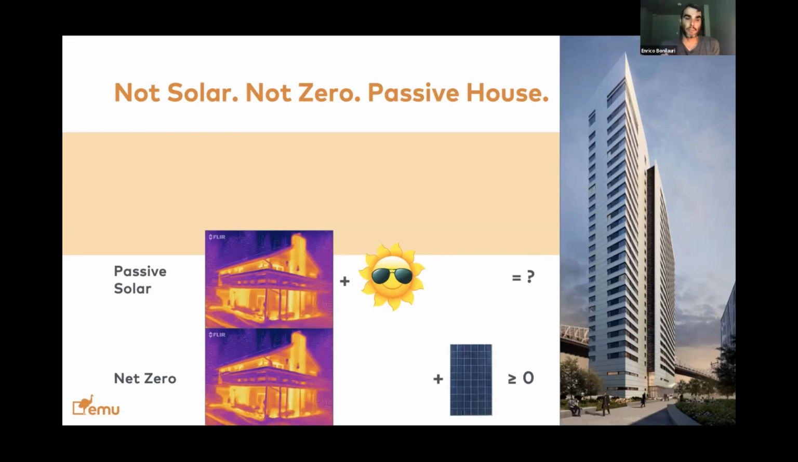Net zero, on the other hand, is kind of the updated version of that, where you do have a certain energy consumption represented on the left side by the infrared image of this house. And you compensate for that energy consumption with renewables. In this case, it's a PV panel. And for net zero, the way the DOE, Department of Energy, has defined it, if your building produces the same amount of energy that it consumes over a year or more, that is a net zero building. That doesn't address at all the quality of the building and the quality of life for people occupying the building.